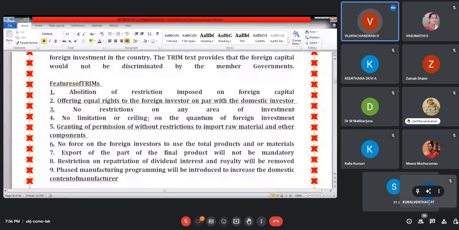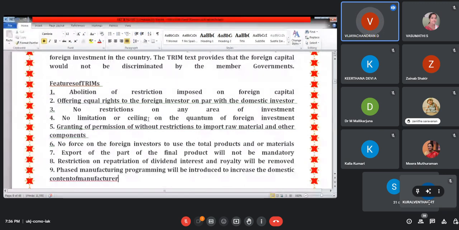So those restrictions will be avoided with the effort of the TRIMS, trade related investment measures. Also, they enable permission without restriction for importing raw material and other components, and no force on the foreign investors or the materials. So no restrictions: the foreign investors do not have to use only local products.